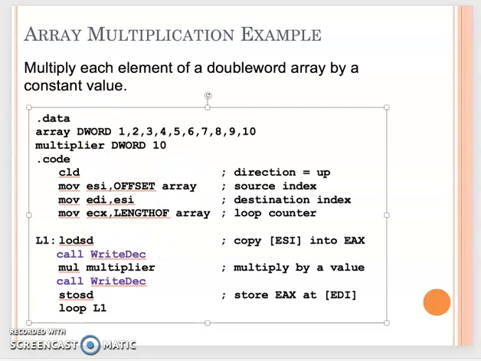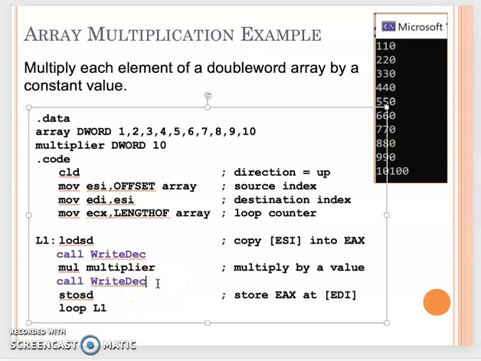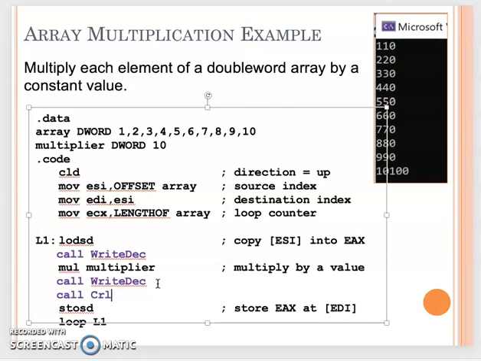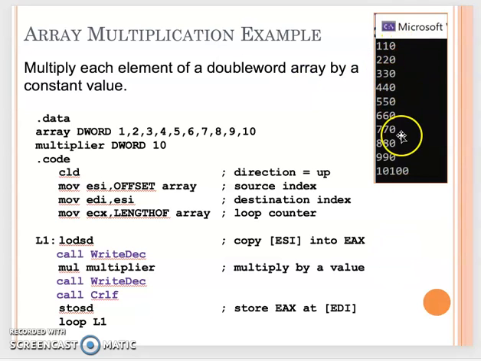After we add WriteDec in the loop, you see the output. One more thing: we also need to add a new line so the output separates into the next line. You can see 1 times 10 becomes 10, 2 times 10 becomes 20. But the bad thing is we don't have spaces.